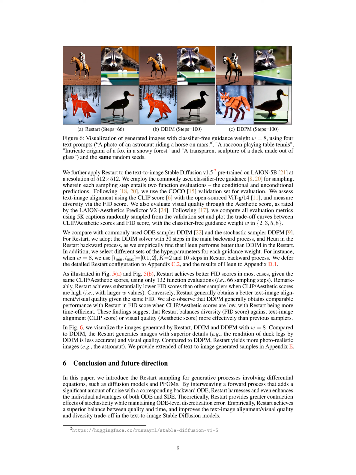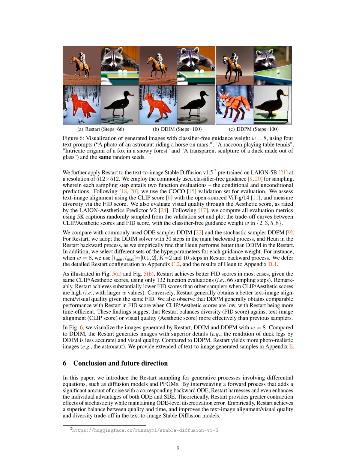This suggests that restart manages to balance diversity, as represented by the FID score, against text-image alignment, the CLIP score, or visual quality, the aesthetic score, more effectively than previous samplers. To give a visual comparison, we generated images using restart, DDIM, and DDPM with a guidance weight of 8. Compared to DDIM, restart was able to generate images with better detail and visual quality. For instance, the DDIM model's depiction of duck legs was less accurate. Compared to DDPM, restart produced more realistic images, like the astronaut for instance. You can find more samples of text-to-image results in the appendix.